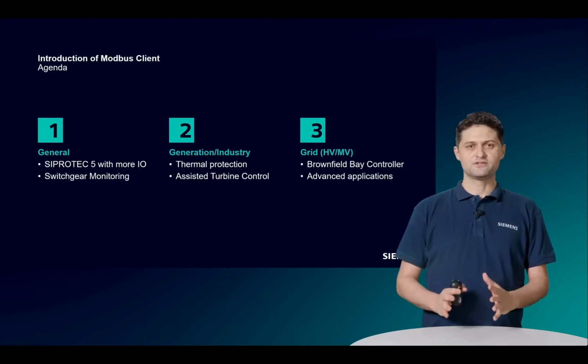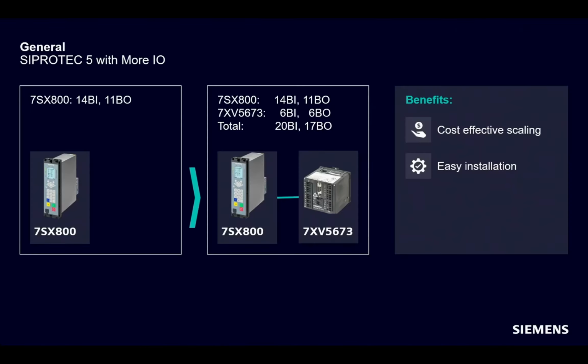So let's give those examples a little bit of a closer look. In this example, you can extend the input and output capabilities of SIPROTEC 5 device. SIPROTEC 5 Compact Class 7SX800 is a great product for medium voltage systems, where there are physical size constraints. It has a maximum of 14 binary inputs and 11 binary outputs.